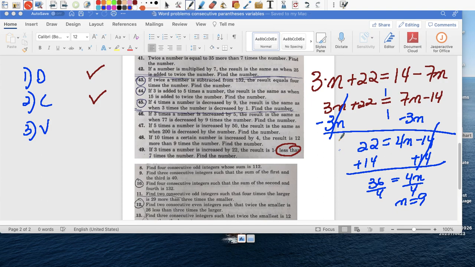And again, on your quiz, you will check, right? And that just gives me reassurance that you're doing it correctly. So wherever we see the n, I'm going to replace it with 9. So let me do it here. Let me see if I have room. 3 times 9 plus 22. No, I'm not going to have room, so let me do it on this corner here. So we get 3 times 9 plus 22 equals 14 minus 7 times 9.